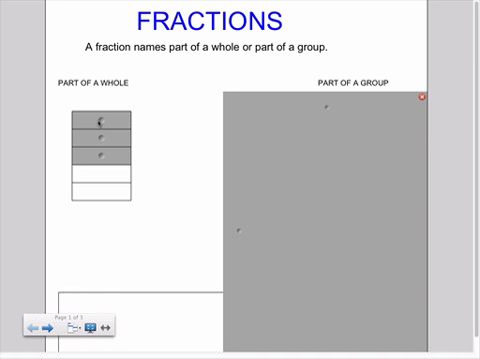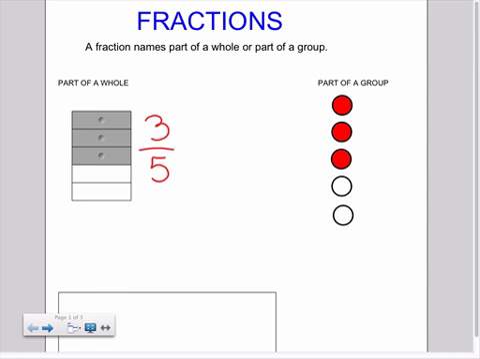We have 1, 2, 3, 4, 5 parts in all, and 3 of the parts are shaded. So we might describe the part of this whole with the fraction 3/5, because 3 out of 5 parts are shaded in all. We might also use fractions to represent part of a group.